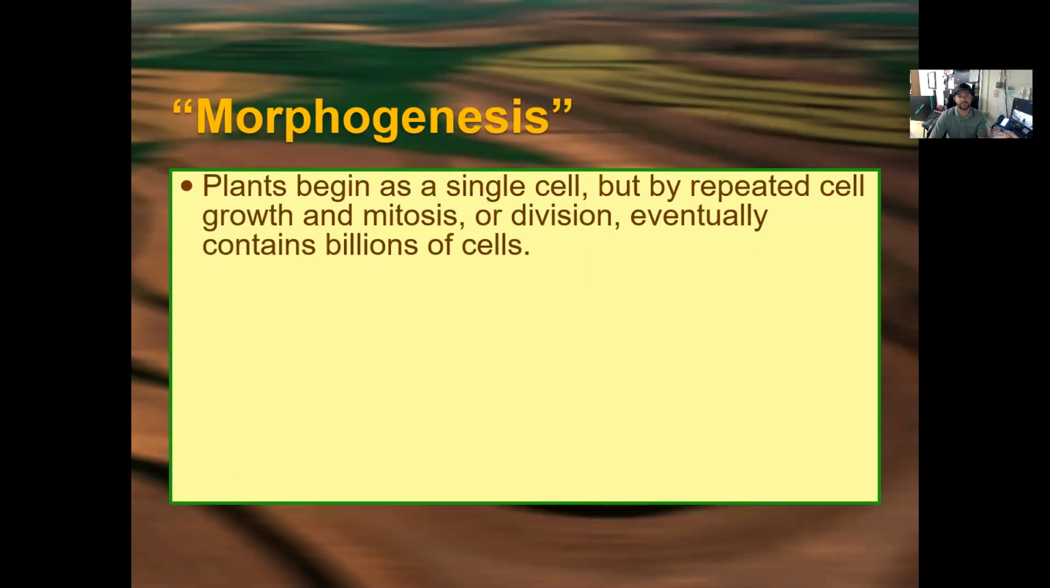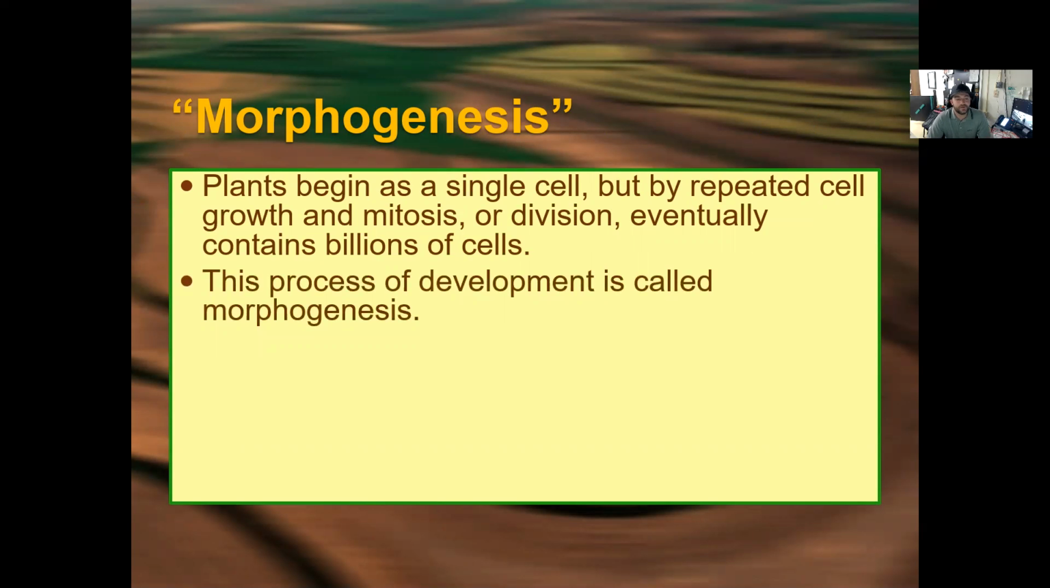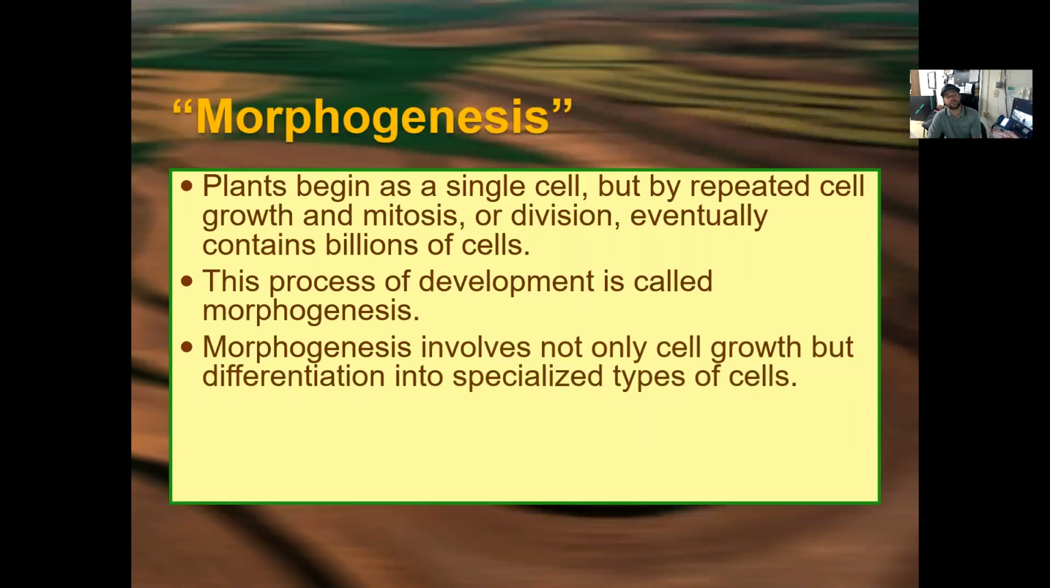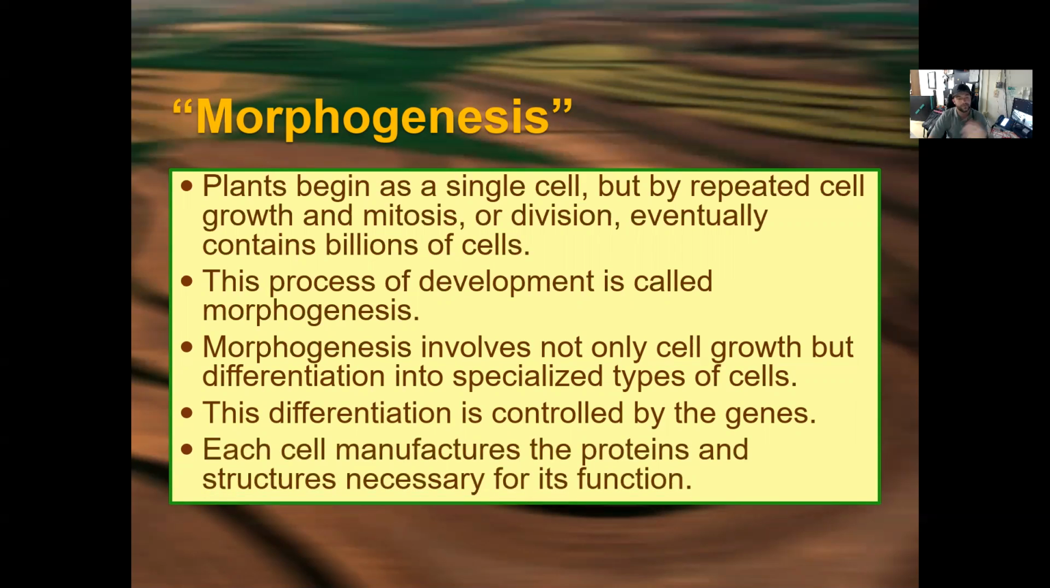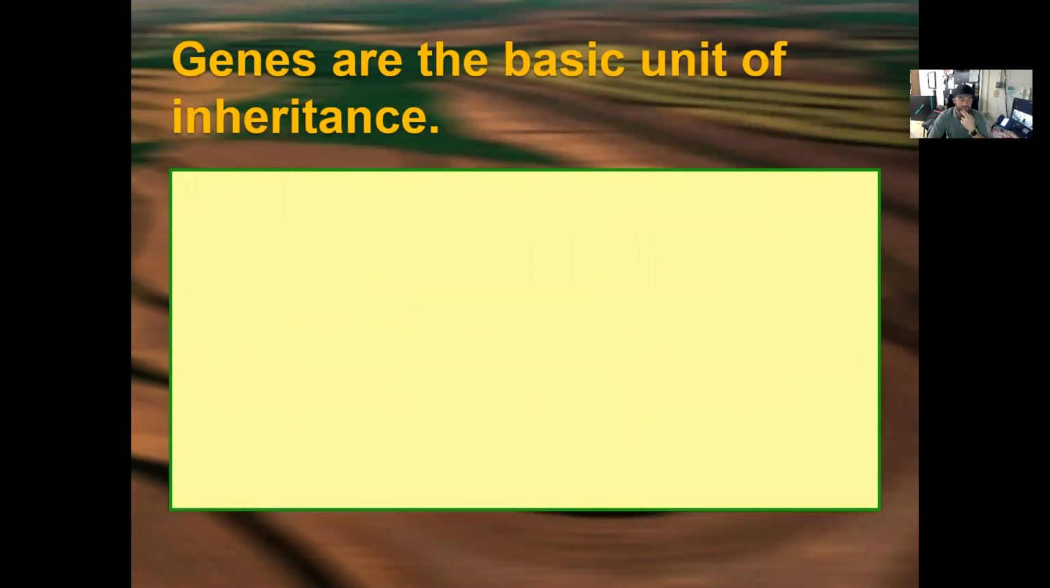So, morphogenesis. Plants begin as a single cell, but by repeated cell growth and mitosis, or division, eventually contain billions of cells. This process of development is called morphogenesis. Morphogenesis involves not only cell growth, but differentiation into specialized types of cells. This differentiation is controlled by the genes. Each cell manufactures the proteins and structures necessary for its function.